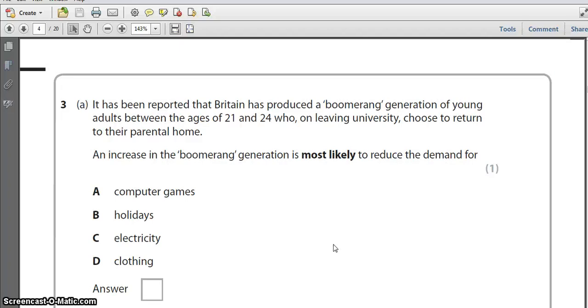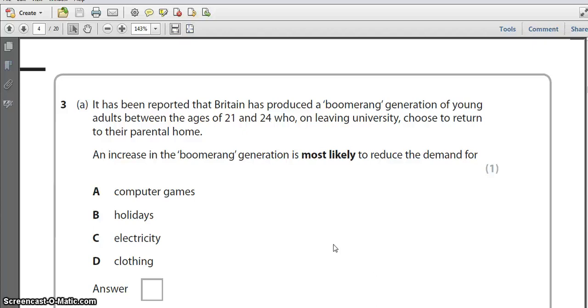Right, 3. It's been reported that Britain has produced a boomerang generation of young adults between the age of 21 and 24 who, on leaving university, choose to return to their parental home. An increase in boomerang generation is most likely to reduce demand for. Answer is C, electricity.